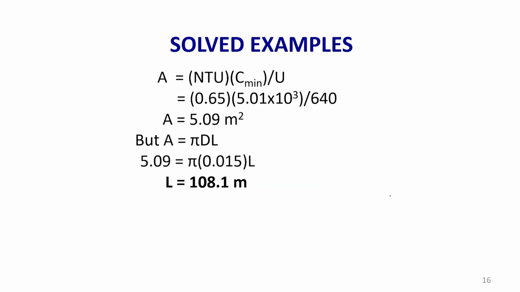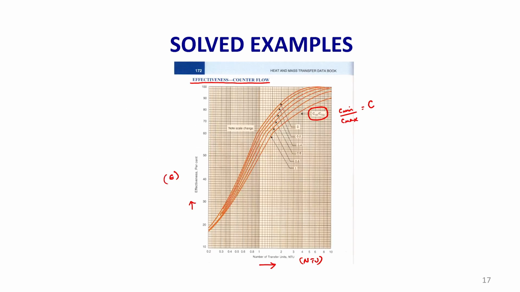Now I know where this 0.60 is: this is 0, 0.2, 0.4, 0.6. So this curve is capital C equal to 0.60. This is our calculated value. Now if I know either the y axis effectiveness, I can find NTU, or if I know NTU, I can find effectiveness, because I know the inclined curve value, that is capital C, which is nothing but C minimum by C maximum.